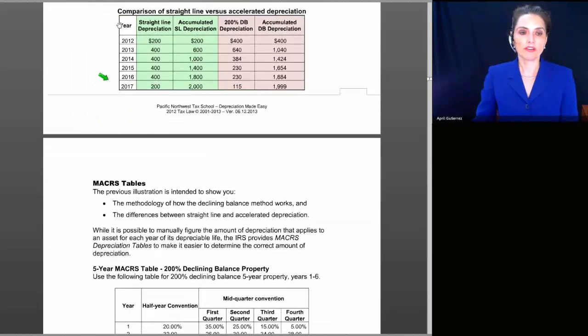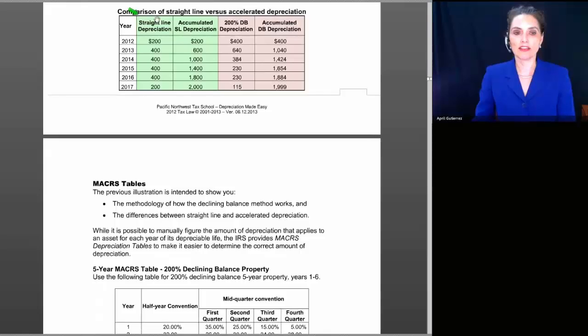So in this table, we've got green showing how straight line accumulates depreciation, and we have in pink how double declining balance accumulates depreciation. And you can see early on that we're getting a larger deduction under the 200% declining balance method. But as soon as we hit year three, now straight line is giving us larger deductions. So it's only for the first 2 years that we see a greater deduction, and after the first 2 years, straight line actually gives bigger deductions.